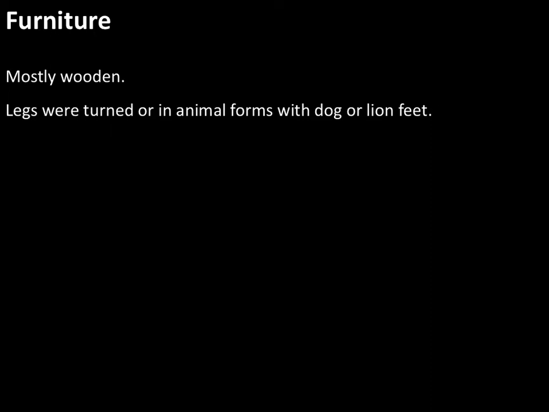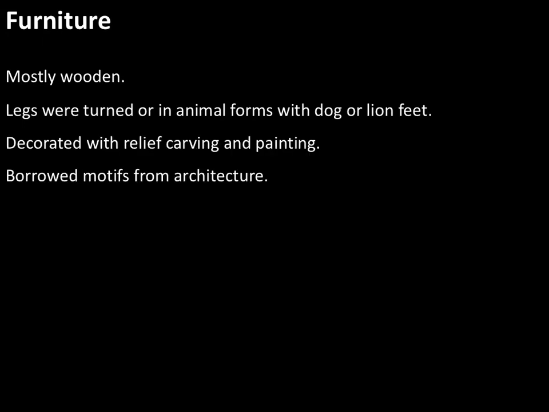Okay, let's move along to look at other forms here. So let's get into decorated objects and furniture. So in terms of furniture, we're talking about mostly wooden furniture. Remember that the ancient Greek world had mountains with trees, so there's more wood than we saw in ancient Egypt. The legs were either turned or they had some animal form with, of course, the dog and the lion foot. And they used decoration with the carved relief and painting. And we're going to see the motifs that we've seen in architecture mimicked in the decorative objects.